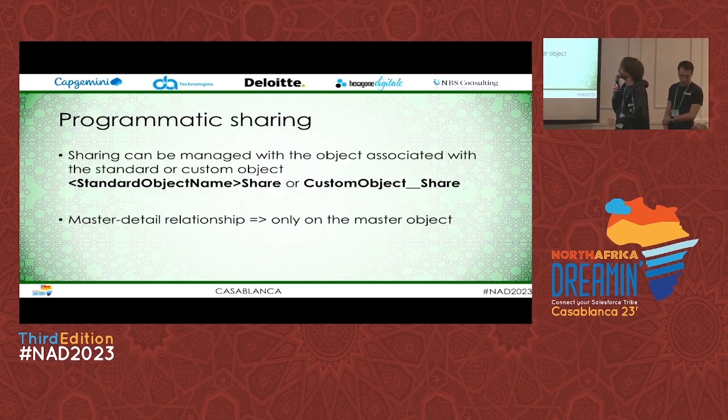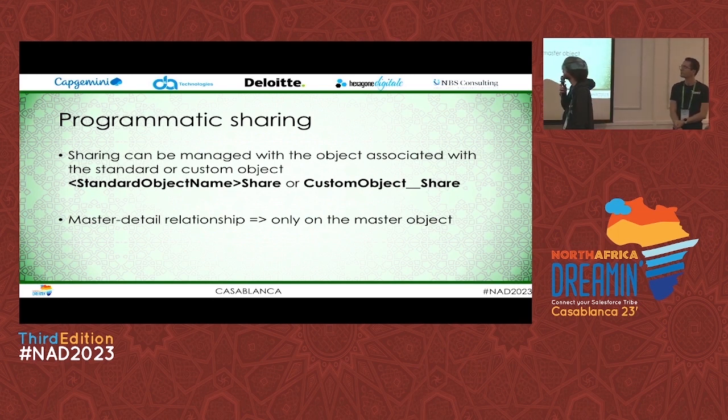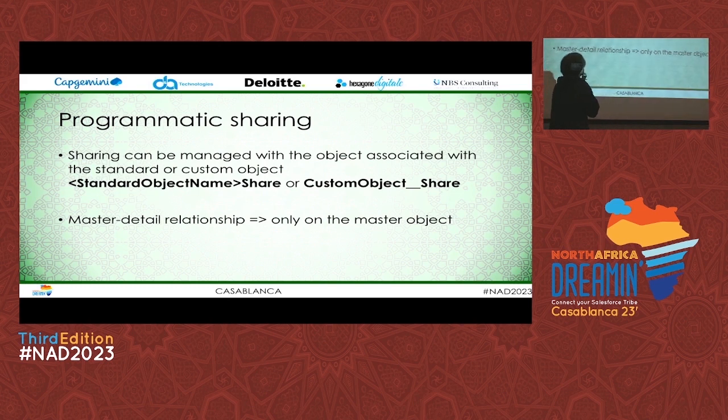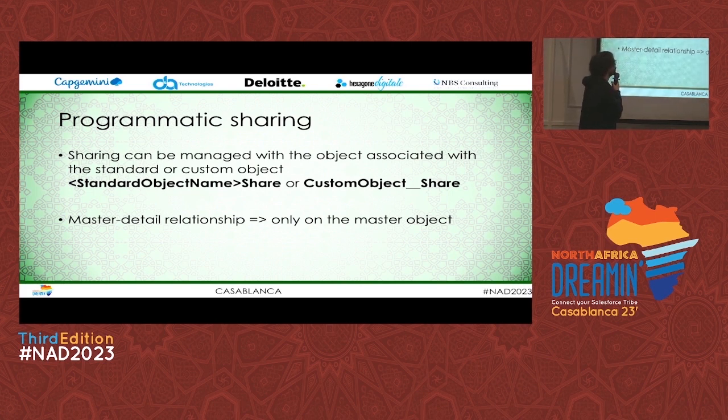So as Romain said, we have some table associated to every object, and the naming convention is standard object name Share or custom object Share. In those tables, you have the sharing rights, which will be written. In case of a master-detail relationship, you only have a record on the master object.